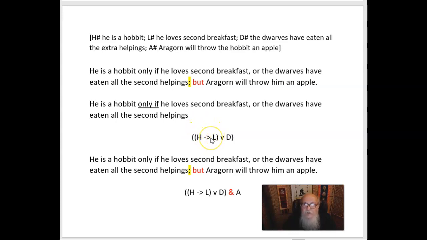He's a hobbit only if he loves second breakfast, or the dwarves have eaten all the second helpings, and that whole unit becomes the left side of the conjunction. Excuse me, I'm getting sleepy here. It's been a long day. And the right side, Aragorn will throw him an apple. So, if H, then L or D, and A.